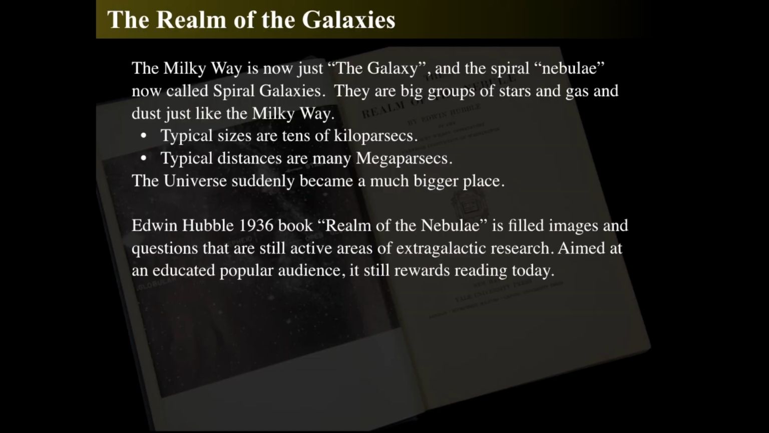All right. So in 1936, Edwin Hubble published his book called The Realm of the Nebulae, and it is one of the most important picture books that has been published in astronomy. It showed a fantastic set of images. He discovered that the spiral nebulae were actually what we now call spiral galaxies, and the Milky Way is now just the galaxy. And they're just like the Milky Way. Their sizes are about tens of kiloparsecs across. Their distances are megaparsecs, or millions of parsecs.